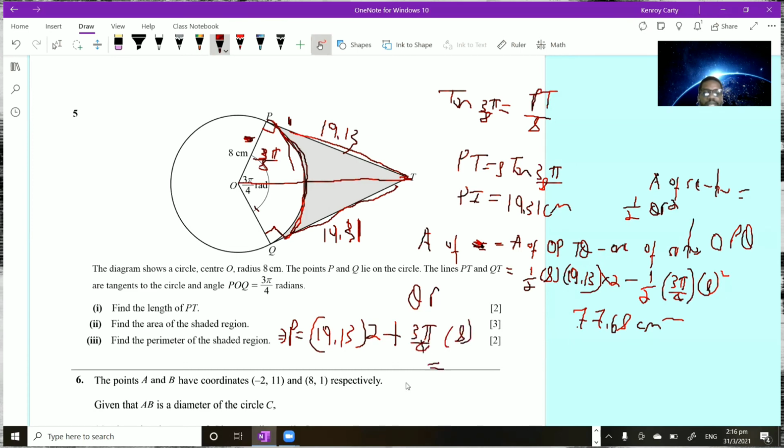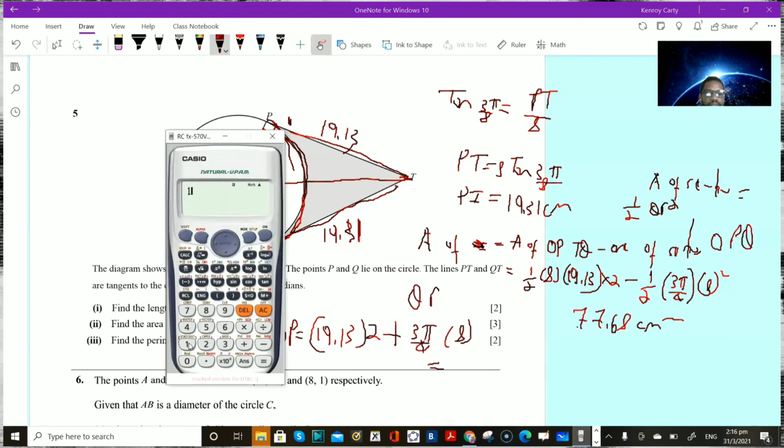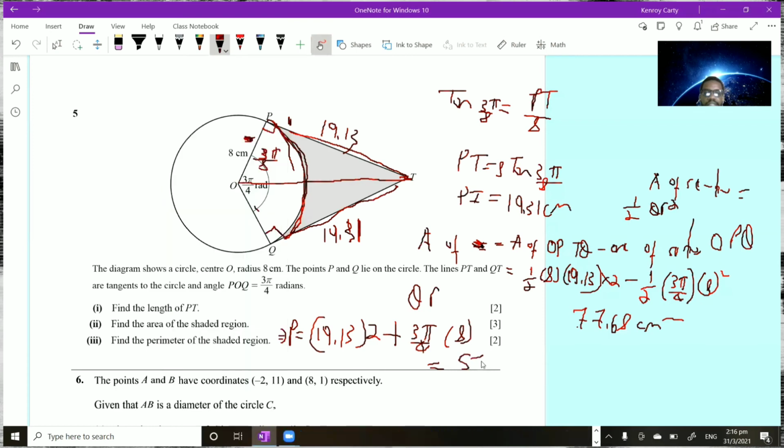Once again, you can put all this inside of your calculator. So let me just pull up the calculator, put this in there, and then we're going to have the perimeter of the shaded region, right? Remember that perimeter means distance around. So I'm going to have 19.13 times 2 plus fraction 3, I'll put in the pi, 3 pi over 4 times 8. That's 57.11. So this is 57.11 centimeters. And that's how we get the perimeter of the shaded region.